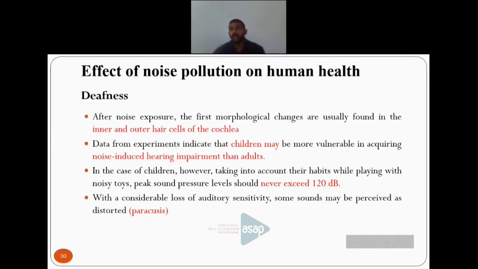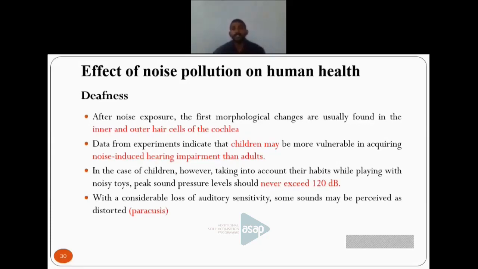Another thing is that children are affected faster than adults. Children are more susceptible to hearing loss as compared to adults. If children are exposed to above 120 decibels, hearing loss is found and they can become deaf. That is the maximum value found in most research.